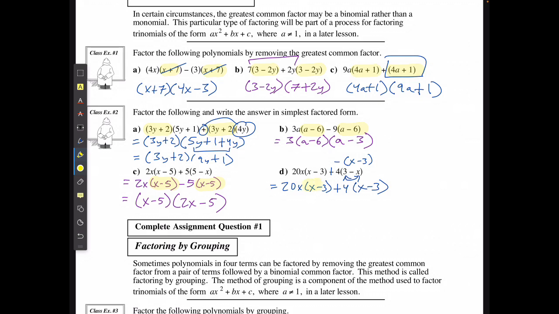And I can see that these factors are the same. And I can see that I could divide the 20 and the 4 by a common factor of 4. Which means that this is actually going to be 4 and x minus 3 is what I'm dividing out. And if I take the 20 divided by 4, I'm going to be left with 5 x's, and the 4 divided by 4 is just going to leave me with 1.